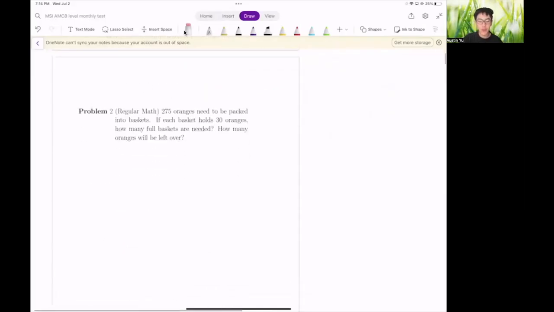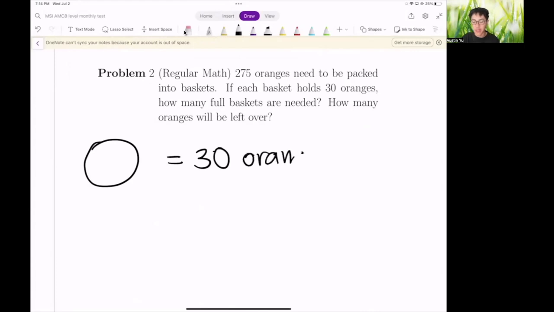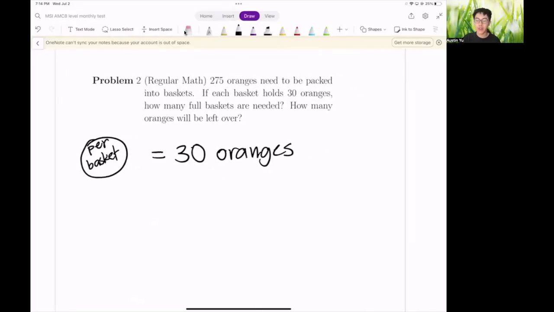Moving on to problem two, where it says 275 oranges need to be packed into baskets. If each basket holds 30 oranges, how many full baskets are needed? And another problem, how many oranges will be left over? So we are given that each basket needs to have 30 oranges per basket. And the total number of oranges that we're working with is 275, which means that shouldn't we just divide 275 by 30?